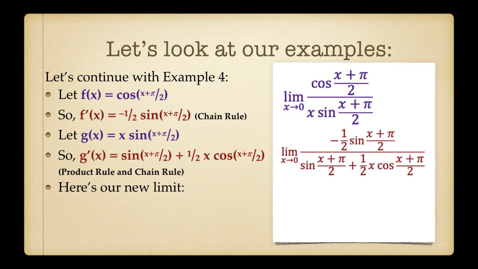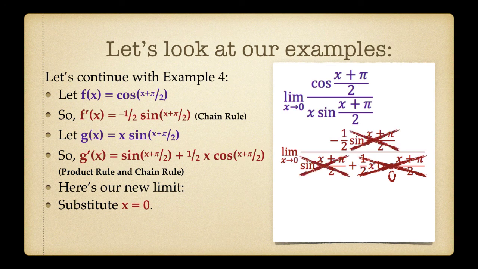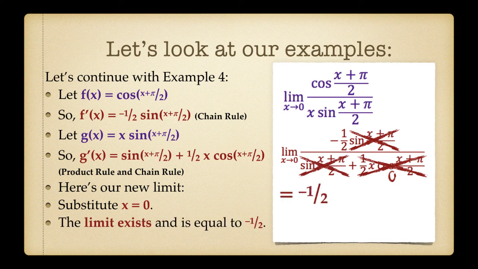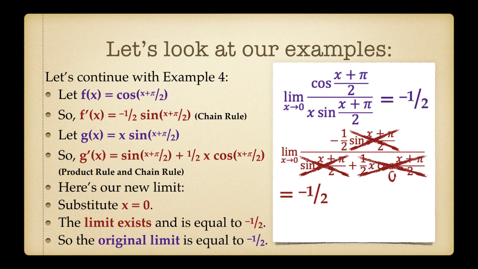Messy to write down, but it is actually nice because now if I replace x with 0, that part of the denominator becomes 0, so I don't need to worry about that. And then I notice that the sine of (x plus pi) over 2 on top and bottom can divide out, so all I'm left with is negative 1/2. And what that means is the original limit is equal to negative 1/2.